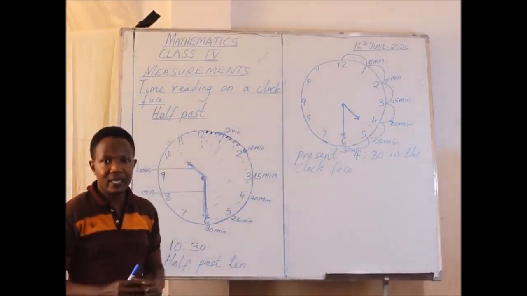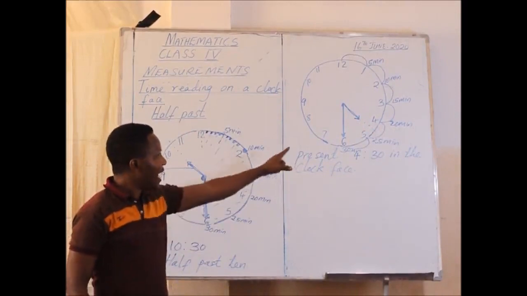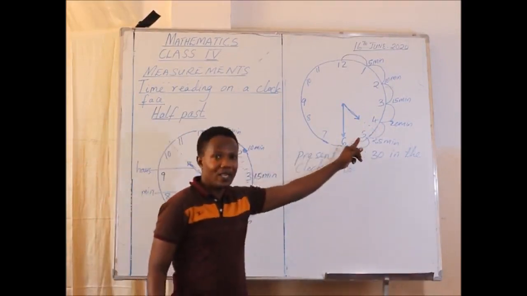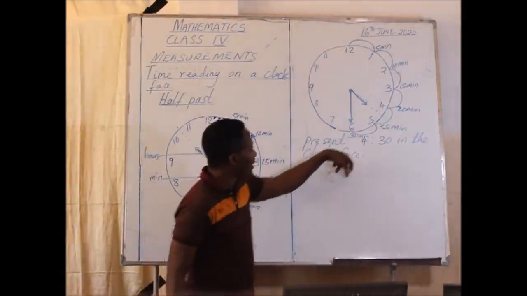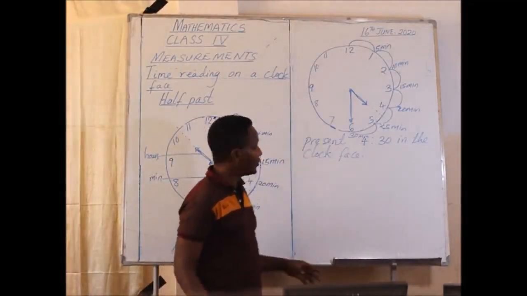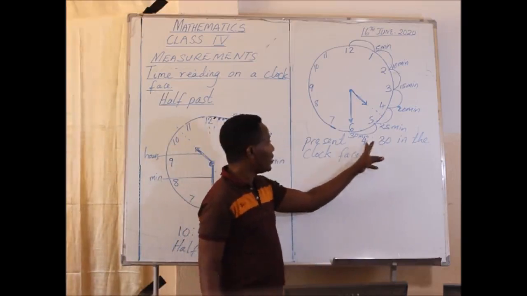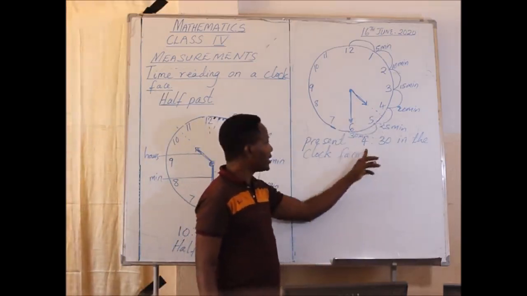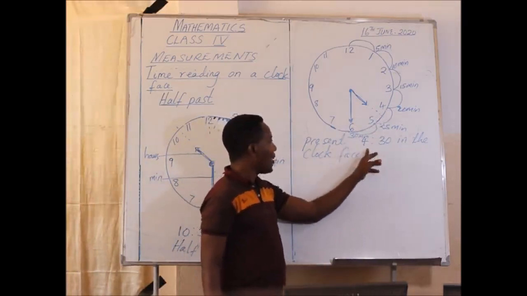Half past. It is 4:30. As the clock face is drawn, and the time is shown here, it is real. 4:30.